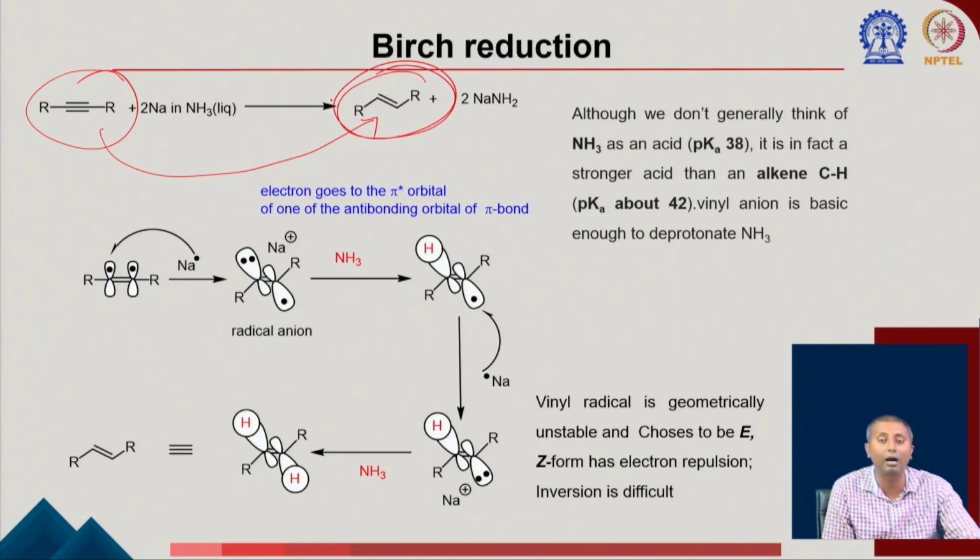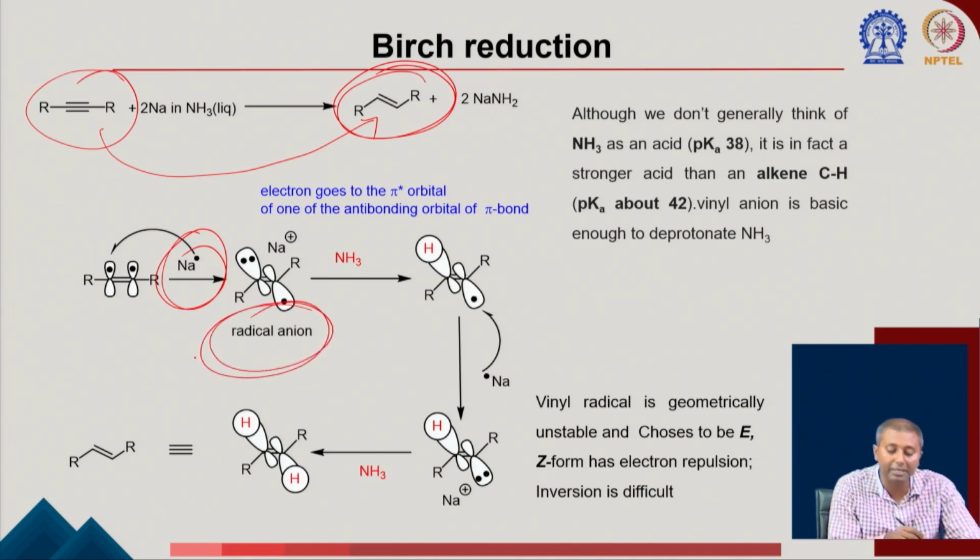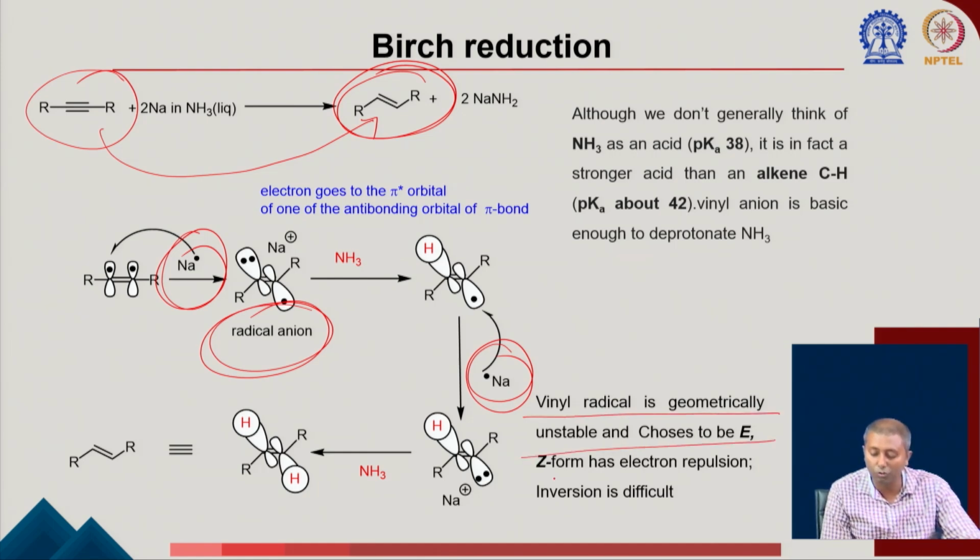So now the question comes, how is this happening here? Of course, in the case of an alkyne there will also be single electron transfer from the sodium to reduce the alkyne. So there will be a dot and a minus here, and a radical anion is going to form at the beginning. Then another sodium is going to give one more electron, correct? Now you can see the vinyl radical is geometrically unstable and chooses to be E, because the Z form has electron repulsion.